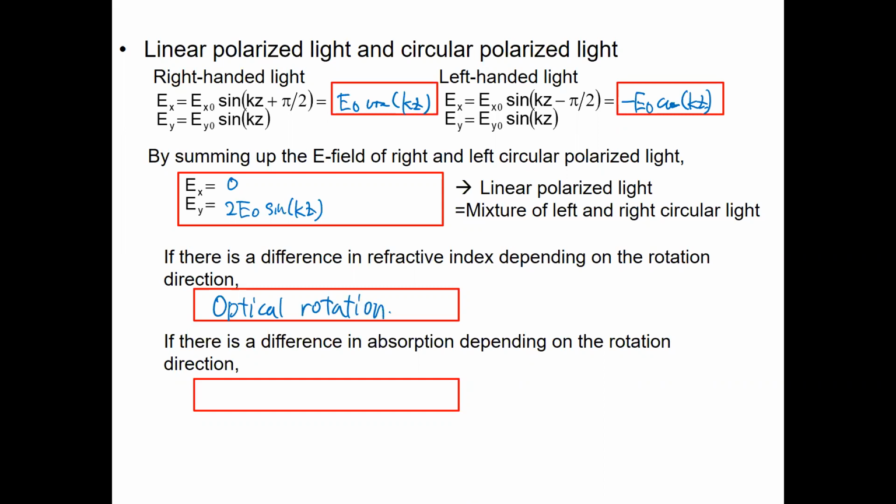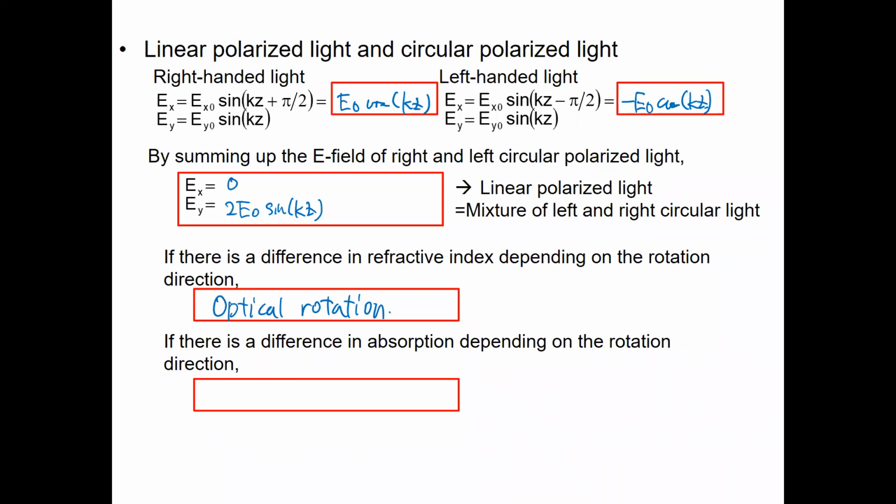So some chemicals give a different refractive index for the left-handed and right-handed light. That gives the final output light rotated.